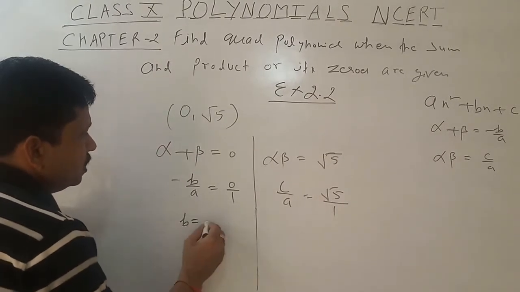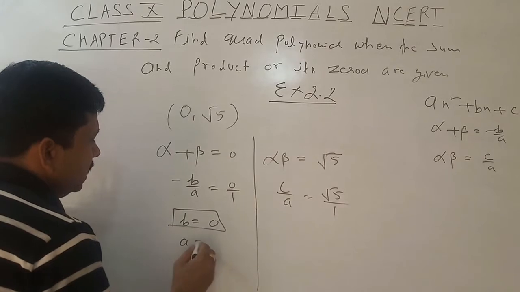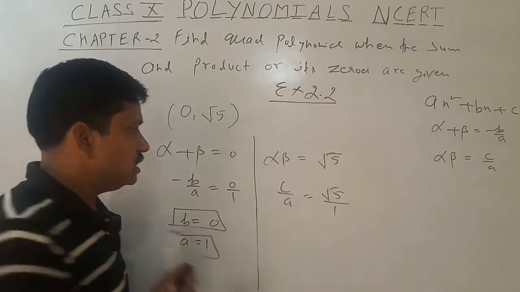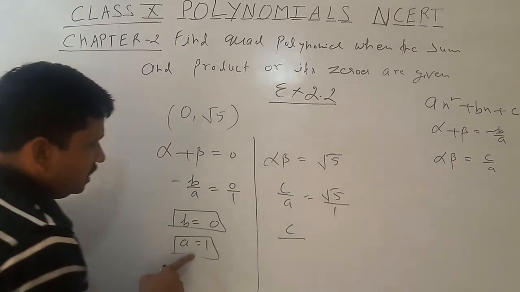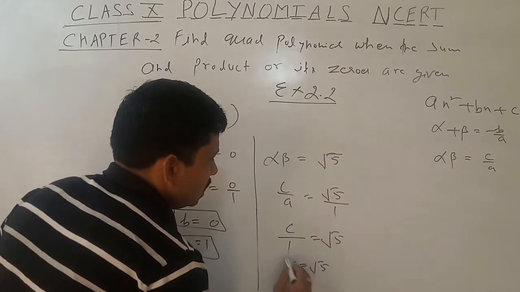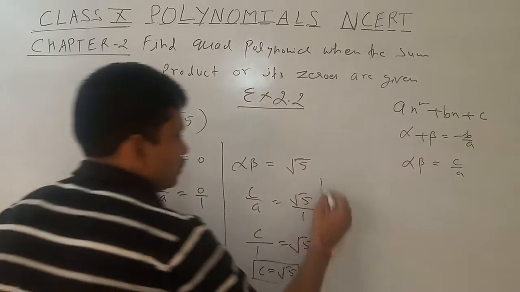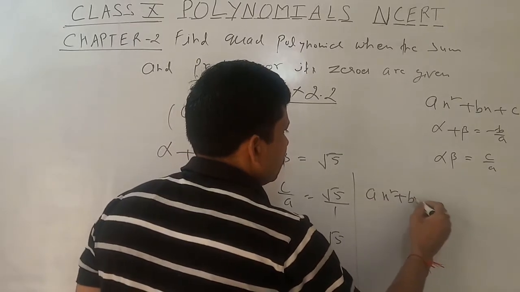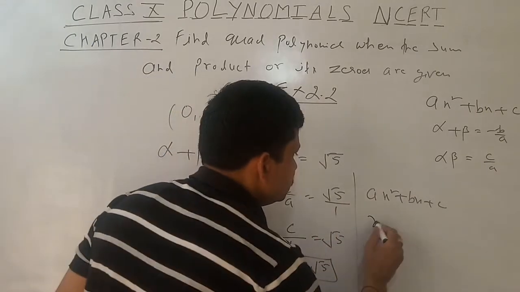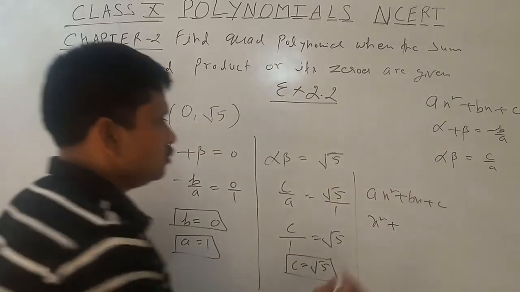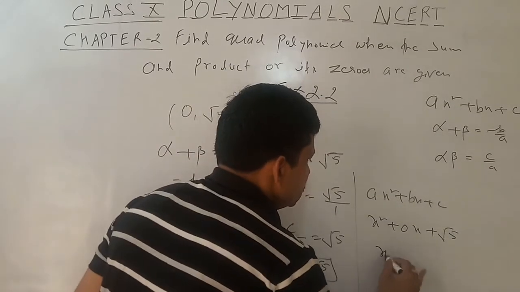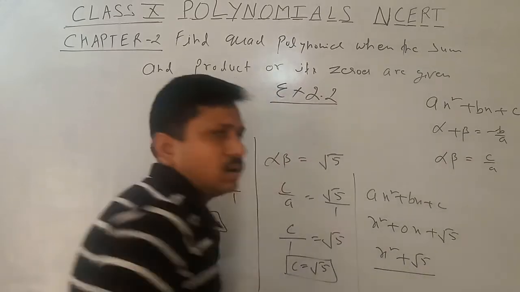Now compare. Then b is equal to 0 and a is equal to 1. In the product, c upon a, and a is equal to 1, similarly root 5, so c is root 5. Now in the general form ax square plus bx plus c, put the values: a is equal to 1, so just x square; b is equal to 0, so 0 times x; and c is equal to root 5. Then x square plus root 5. This is our quadratic polynomial.